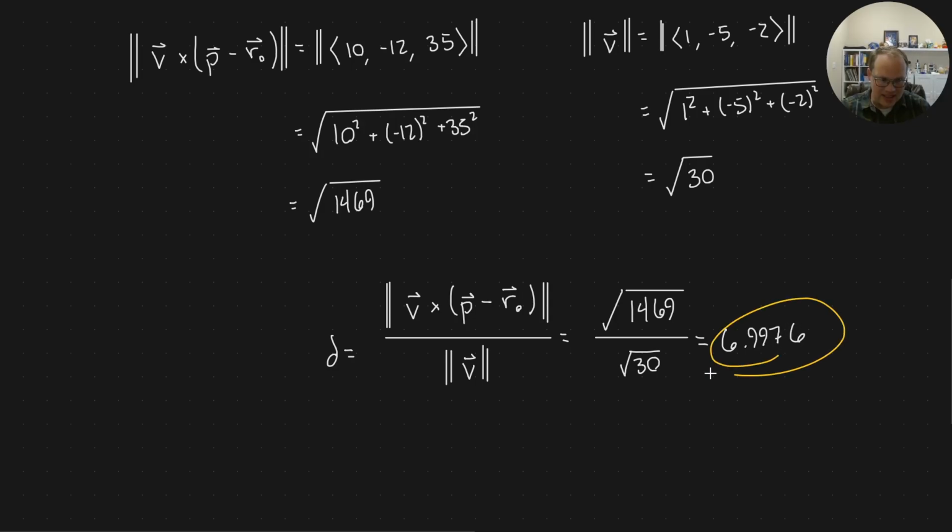6.9976. That is the distance from the point to the line.